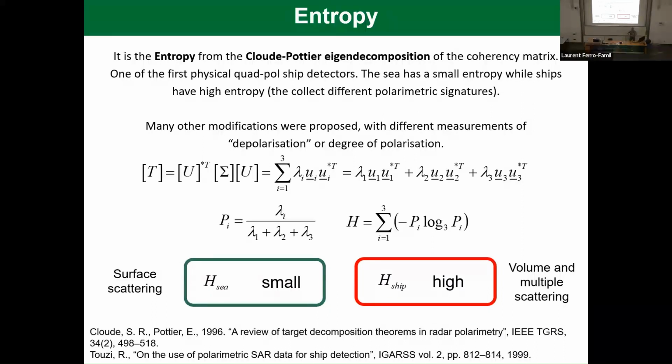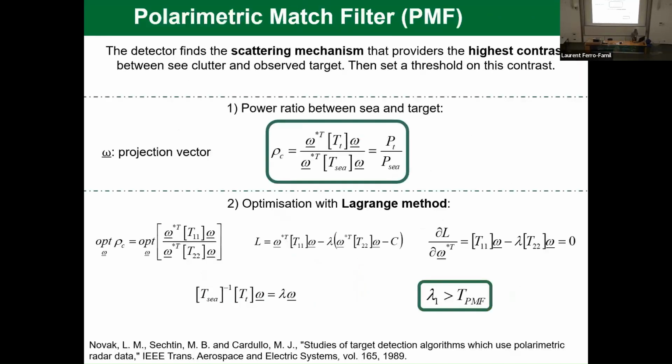When you put them together, one can be double bounce, the other can be dipole, the other can be helix. They're all different directions. When you form the ellipsoid, it doesn't go in one direction, it becomes an ellipsoid with three dimensions. When you compute the entropy, you get a high entropy. So high entropy is also written here. Next time I will put something on top. So anyway, the sea has low entropy, the ship high entropy. That is the way, and it was proposed in the 90s already by Touzi.